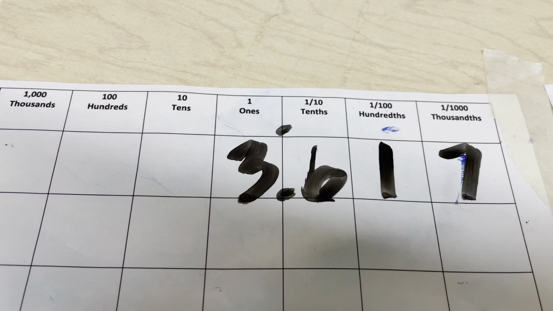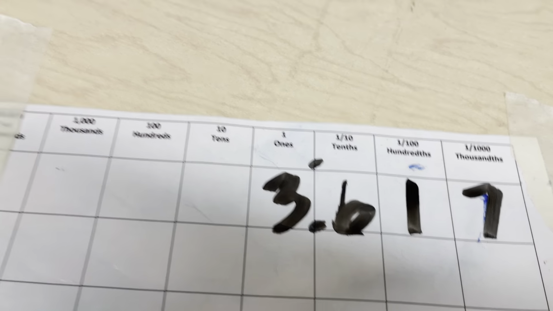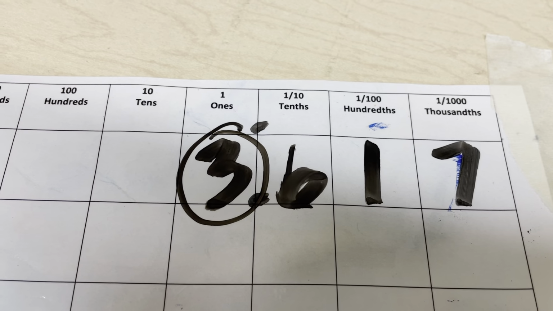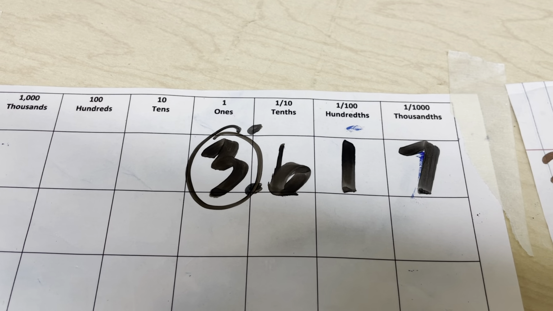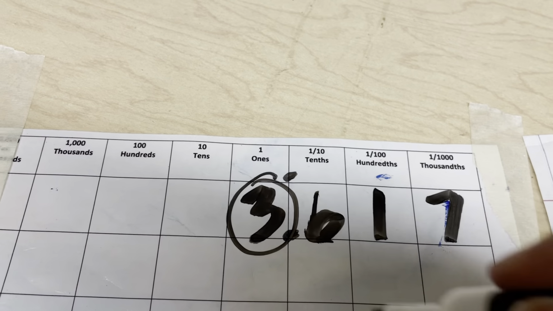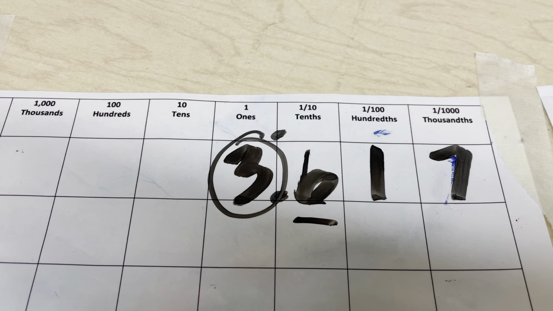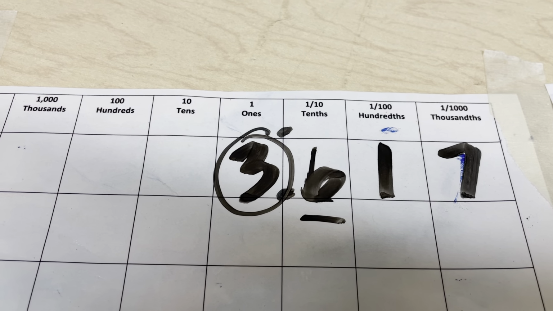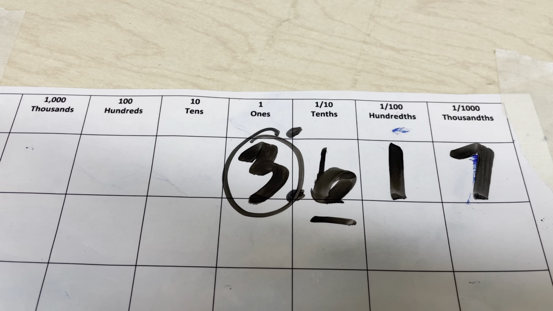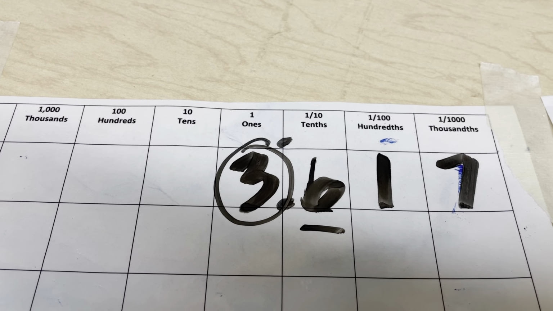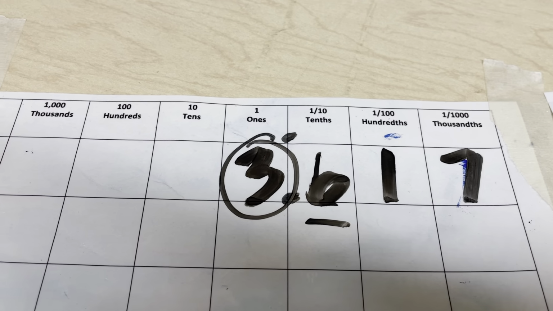So I'm gonna circle the digit in the ones place, which is 3. So 3 is my rounder. I'm going to now underline my helper. My helper is 6 in the tenths place. So the value in the tenths place is going to tell me whether the ones place digit is going to go up 1 or stay the same. So the value in the tenths is 6.